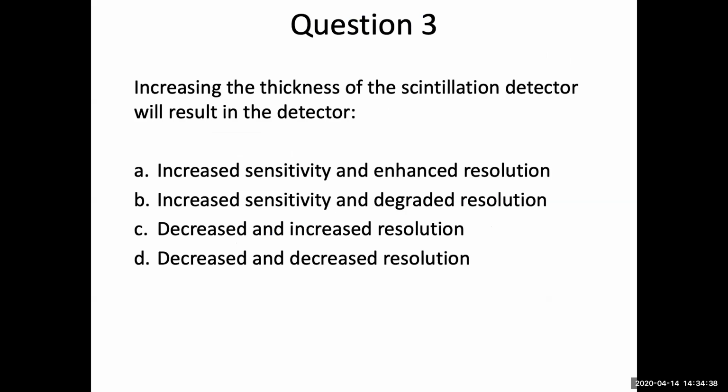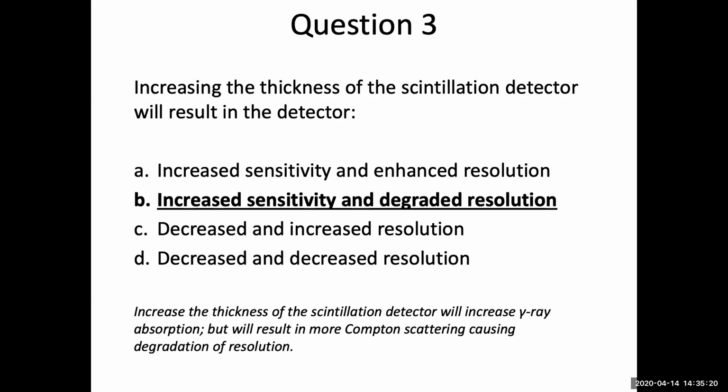Question: increasing the thickness of the scintillation detector will result in the detector, okay, increase sensitivity and enhance resolution, or increase sensitivity and degrade resolution. Remember, there is always a trade-off between resolution and sensitivity. So we say that B: increased sensitivity and degraded resolution. Thicker crystal gives better sensitivity and lower resolution. Correct is B. Excellent.